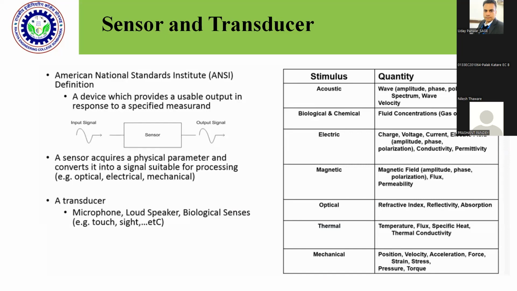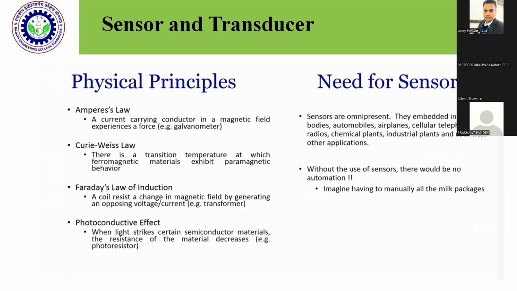A sensor acquires a physical parameter and converts it into a signal suitable for processing. There are different kinds of transducers based upon stimuli: osmotic, biological, chemical, electrical, magnetic, optical, thermal, or mechanical. Based upon different kinds of stimulus, different kinds of sensors can be defined, and they can process different kinds of activities.